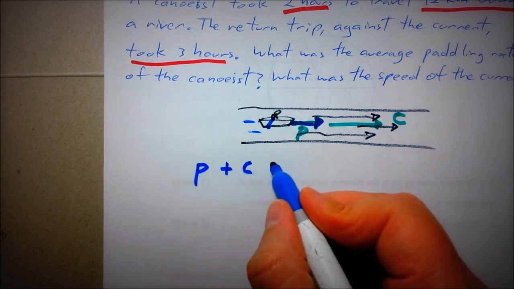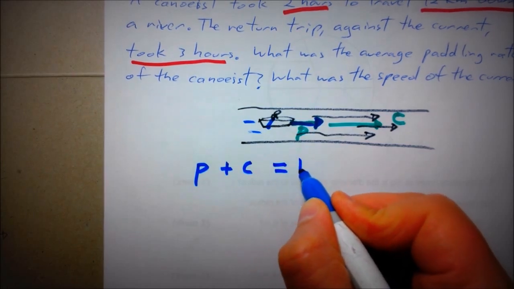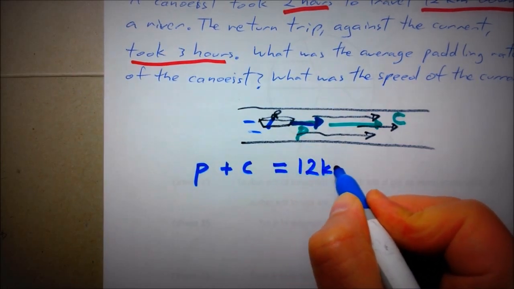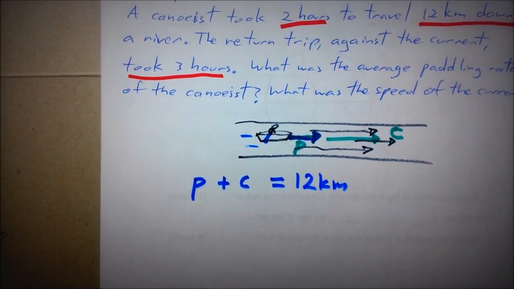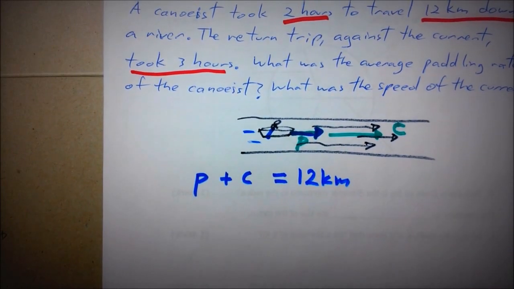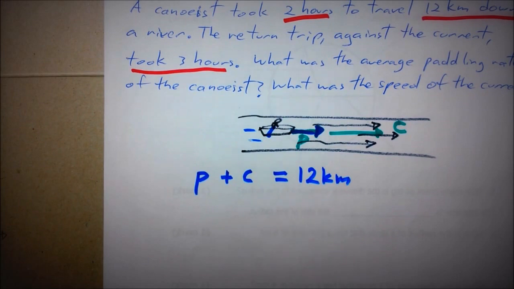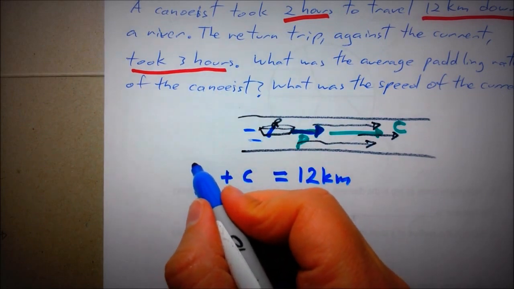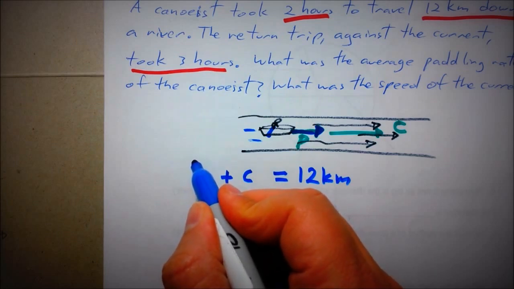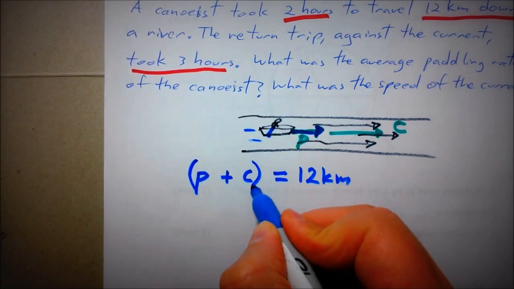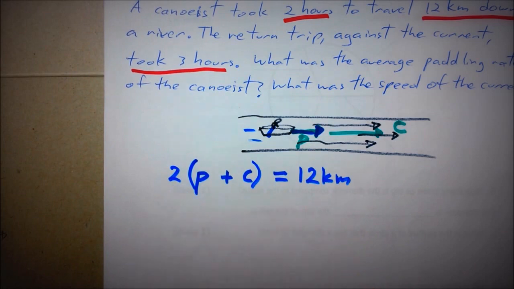leave a little bit of space here, he traveled a total of 12 kilometers. Now we need to take into consideration the number of hours. It took him 2 hours to travel down the river. So how do we show that? Well, we multiply this times 2, 2 hours. Okay, so that's our first equation.